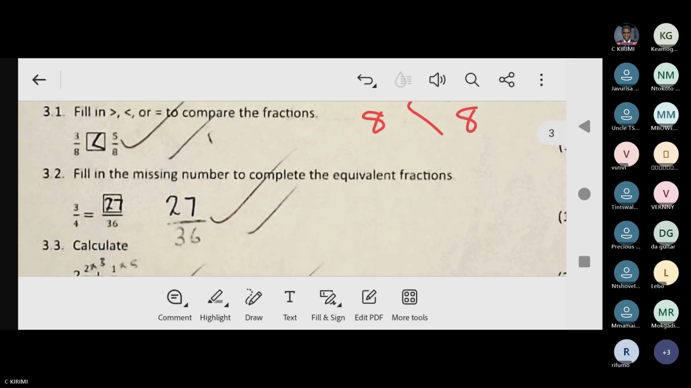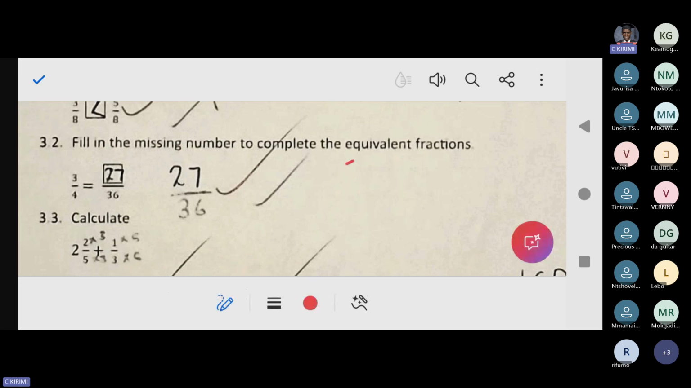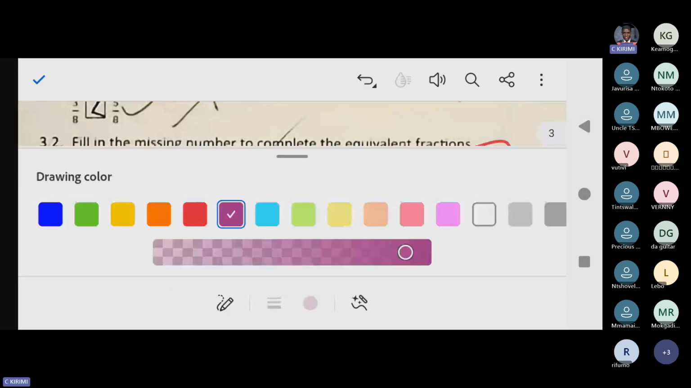Then for equivalence, we are given a missing number. For example, 3/4 is equal to what over 36? So you want to find the equivalent fraction. From 4 to 36, which operation did you use? Did you multiply or divide to move from 4 to 36? I used multiplication, which is times 9.